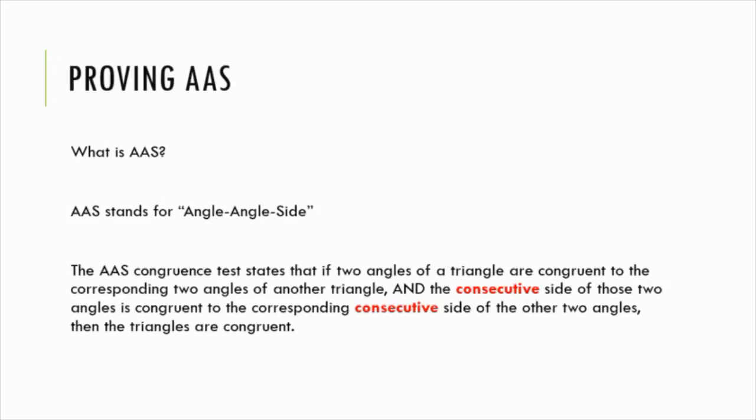So the congruence test states that if two angles of a triangle are congruent to the corresponding two angles of another triangle, and the consecutive side of those two angles is congruent to the corresponding consecutive side, not the included one, of the other two angles, then the triangles are congruent. So this postulate is probably one of the trickiest to understand of the bunch, but I'm here for you.